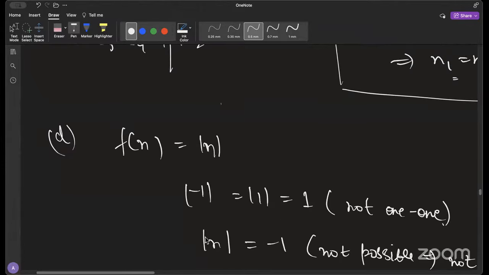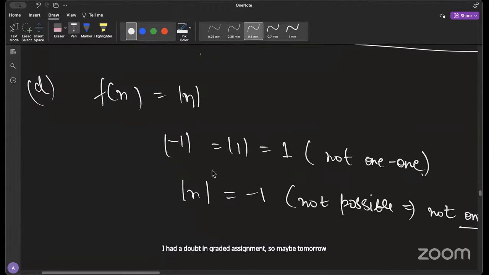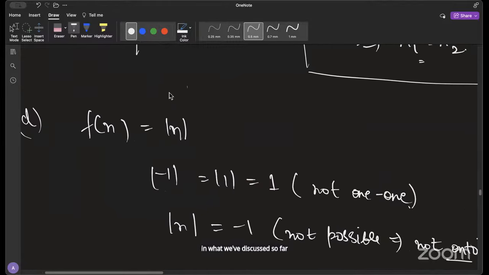Is this fine? Yes, ma'am. Does anyone have any doubt? We can wrap up this session here. I had a doubt in the graded assignment, so maybe tomorrow we can take that. Yeah, okay. Does anyone else have any doubt in what we've discussed so far, or some theory from week 5? I also have a doubt in the graded assignment. Okay.